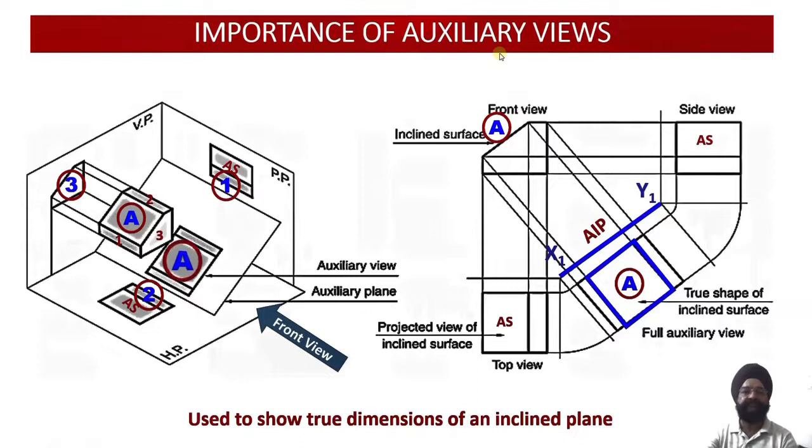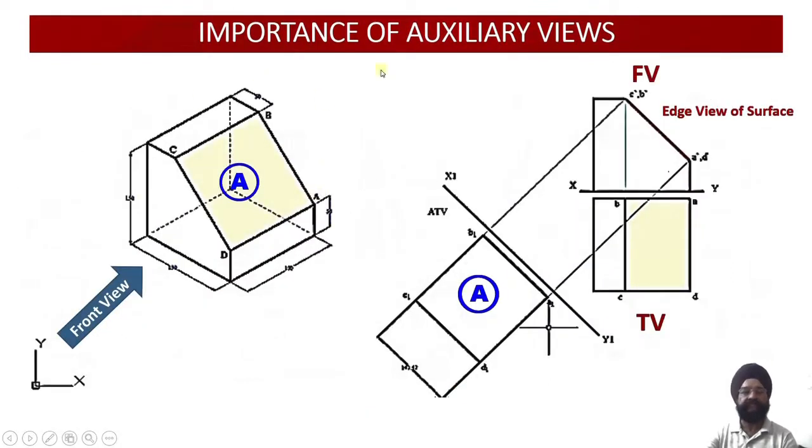Now the second one is, please check this out. Again a similar one, the same example in a different orientation. If we are looking from the front, again the edge view we have been able to obtain. This is the surface whose true shape is to be determined. So I have used the front view, I have used the top view. Again in top view, the apparent shape of the surface is available.